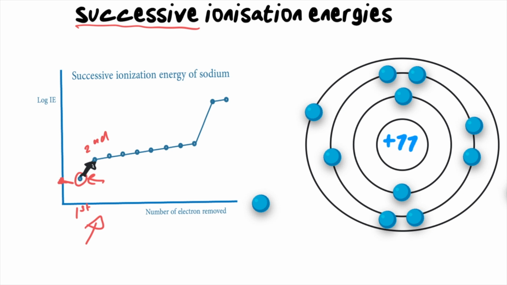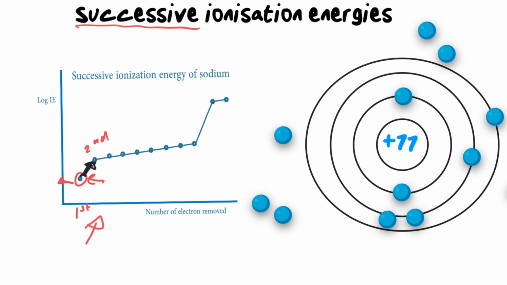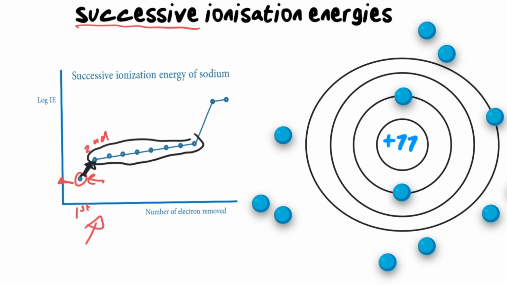If I remove now the second, third, fourth, fifth, sixth, seventh, and eighth, what happens now? All of these show a gradual increase. But once I go to the innermost shell, what happens here? I have very high ionization energy.